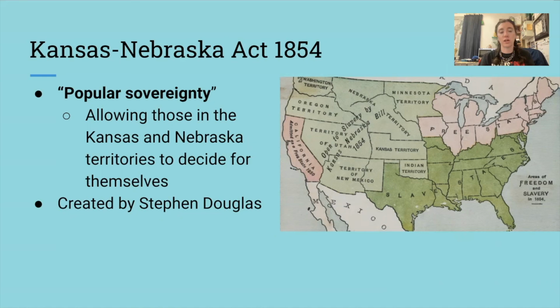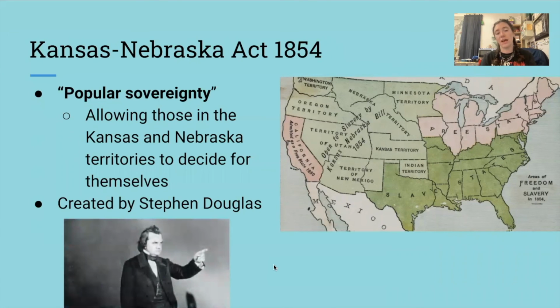This idea was created by Stephen Douglas, who is this gentleman right there. And we will talk about him, especially when we talk about our buddy Babe Lincoln, because they ran against each other for political office in Illinois. But popular sovereignty is what makes all of these decisions descend into madness and a lot of violence. And that's where John Brown is leading his revolt, right, out in Bleeding Kansas.